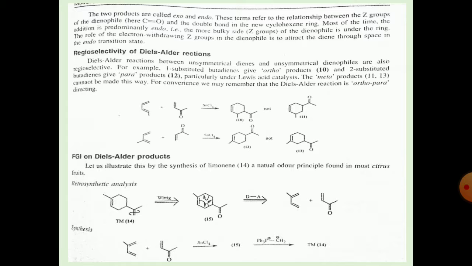Then next is the regioselectivity of a Diels-Alder reaction. The Diels-Alder reaction between unsymmetrical dienes and unsymmetrical dienophiles is also regioselective. For example, one substituted butadiene gives the ortho product, and the two substituted butadiene gives the para product.